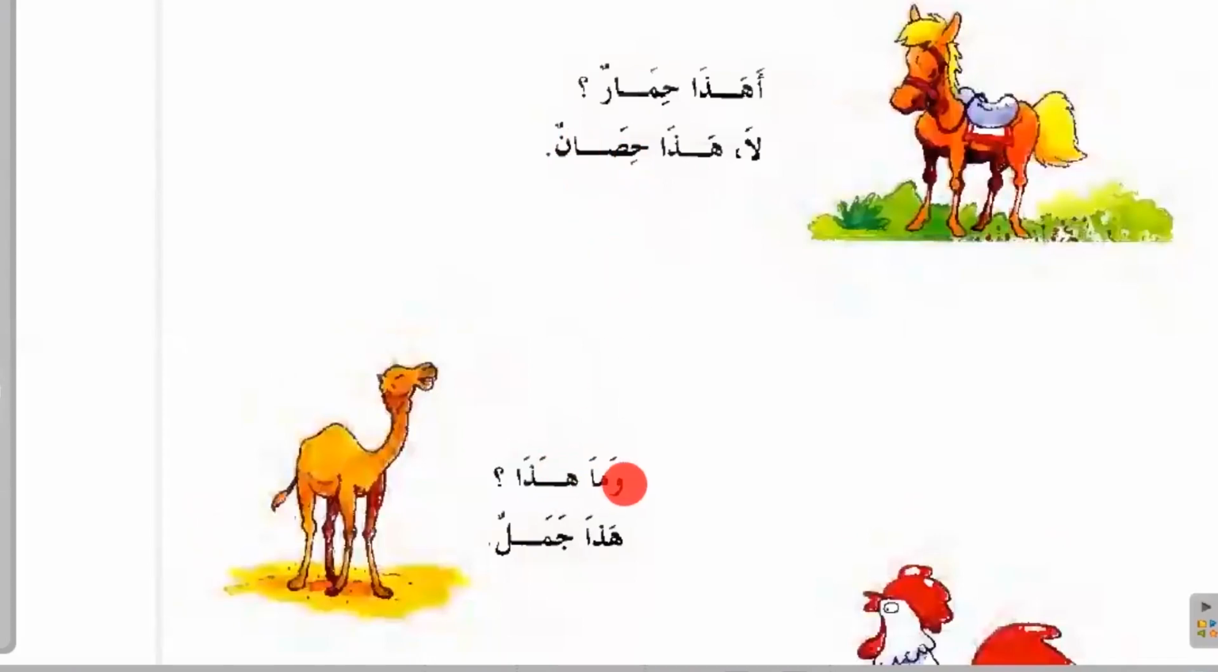Okay. Wa ma haza? And what is this? This is the camel, right? So you say haza jamalun. This is a camel. Camel is called jamalun.